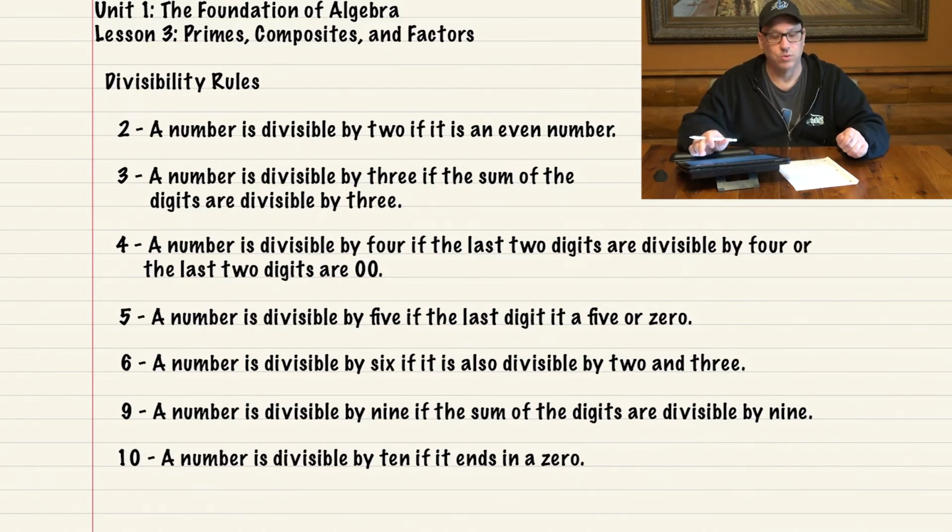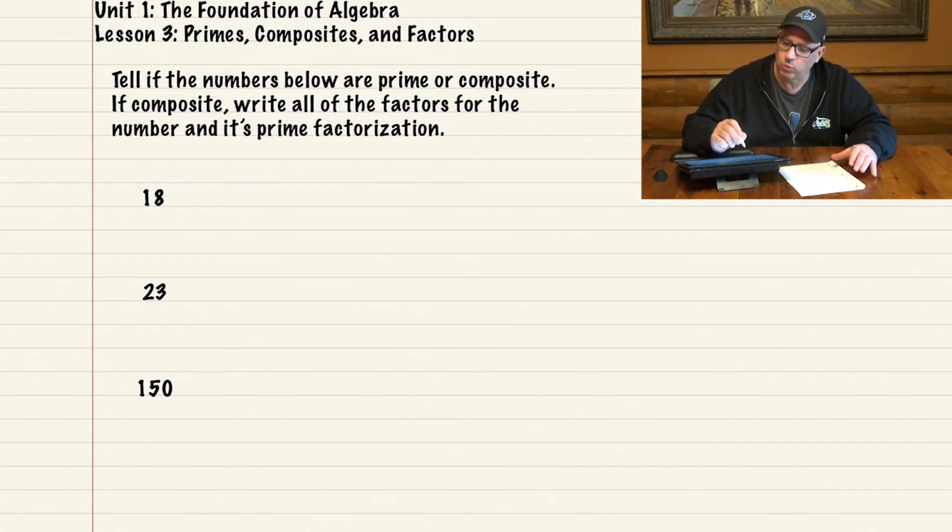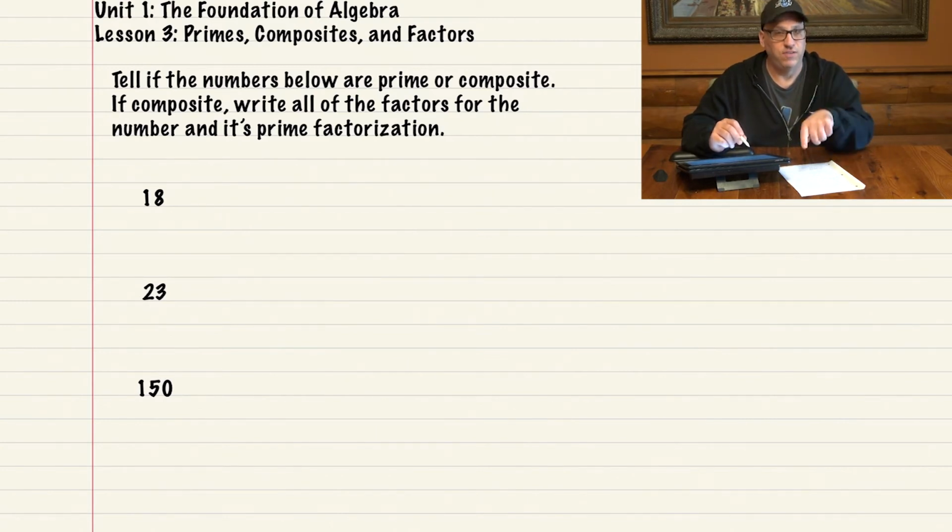Now, knowing those, let's try and do some problems. So here I have 3 numbers. I have 18, 23, and 150. What I want you to do is say, are they prime or are they composite? If they're composite, write all the factors for the number and the prime factorization. Now, if you feel comfortable with this, go ahead and pause the video and try these yourself.